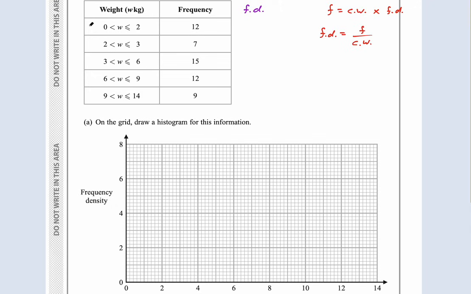Let me write it here, guys. The width of this is 2. The width of this is 1. The width of this is 3. The width of this is 3. The width of this is 5.